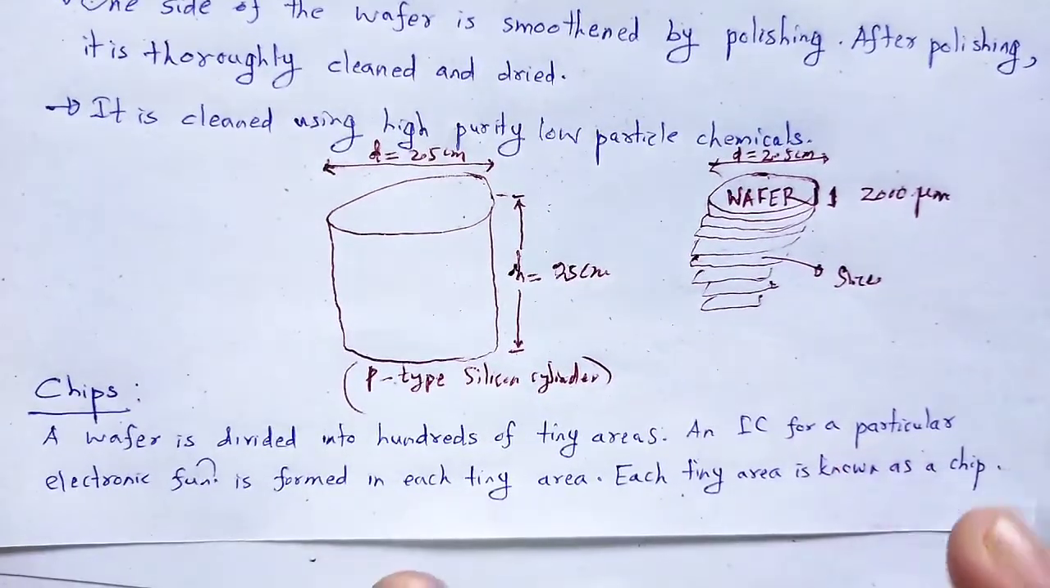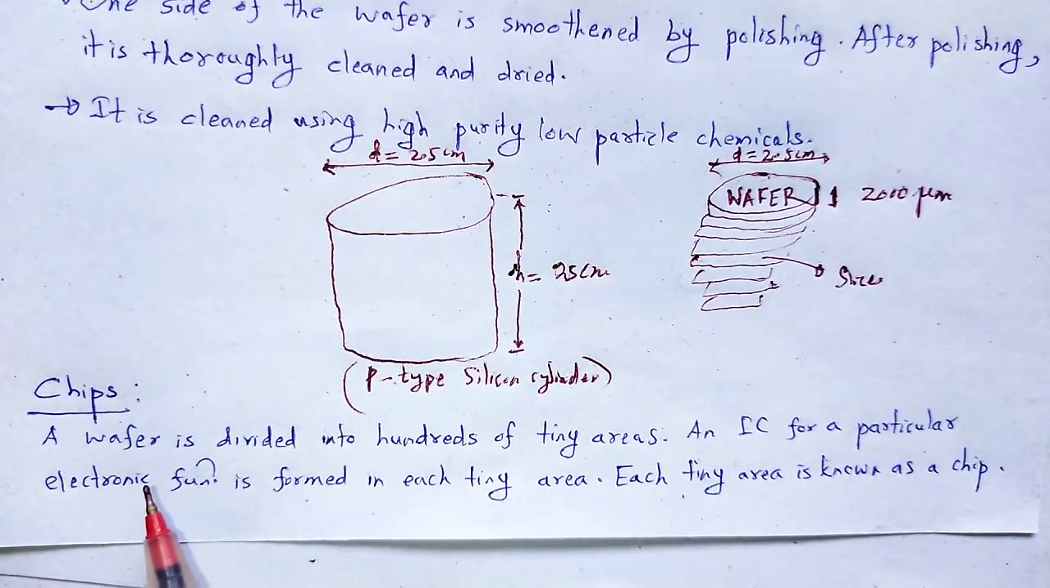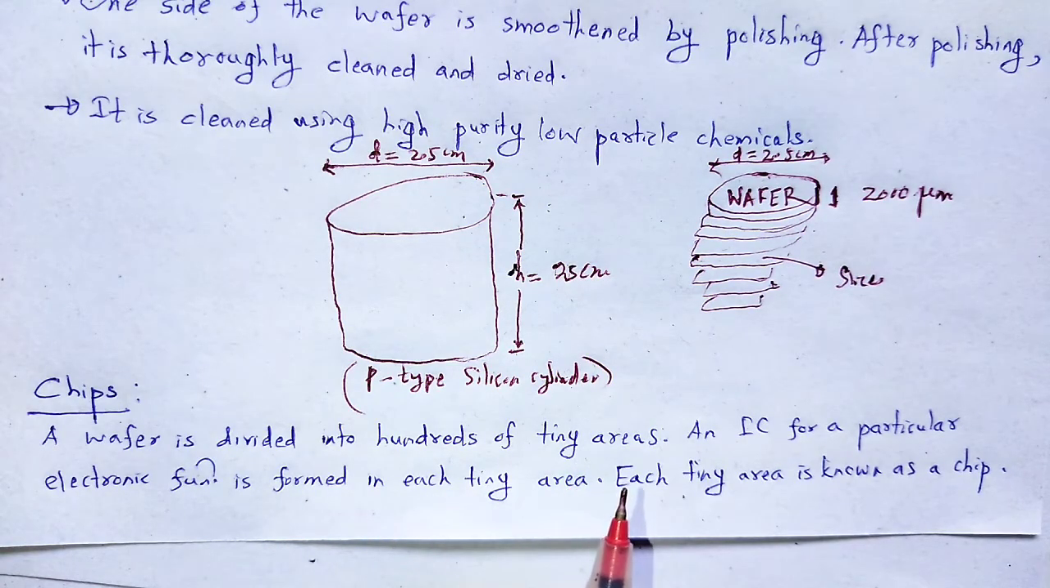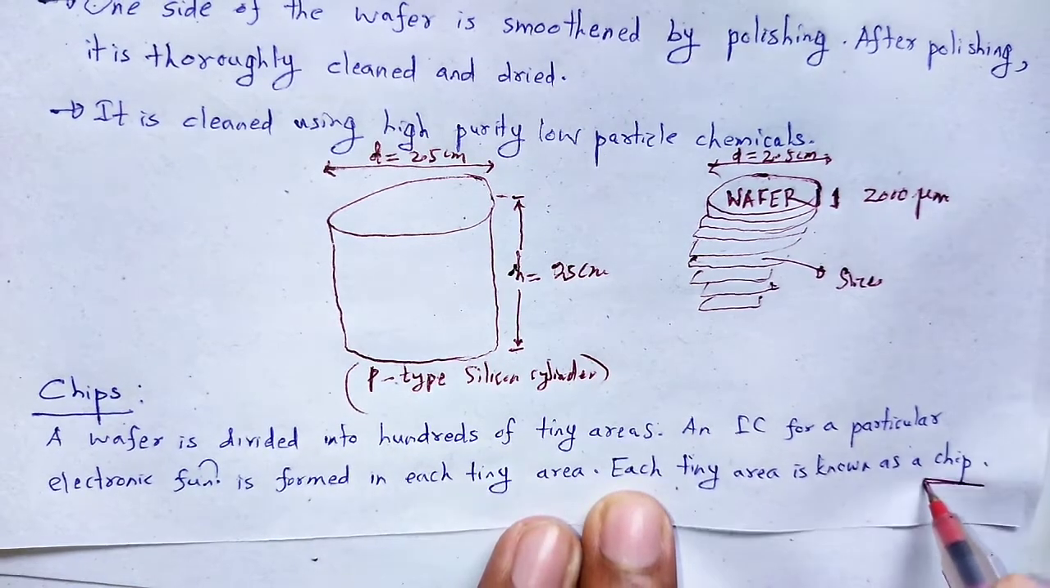Next, chips. First, a wafer is divided into hundreds of tiny areas. An IC, an integrated circuit for a particular electronic function, is formed in each tiny area. That particular tiny area is responsible for a particular electronic function. That is why each tiny area is known as a chip.